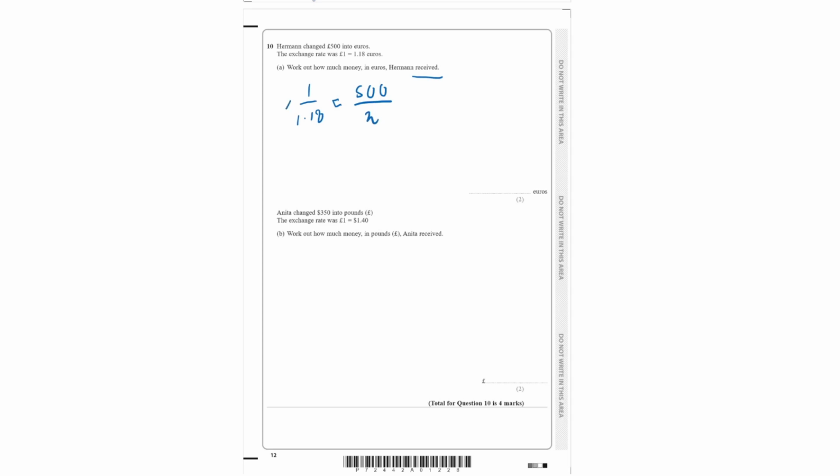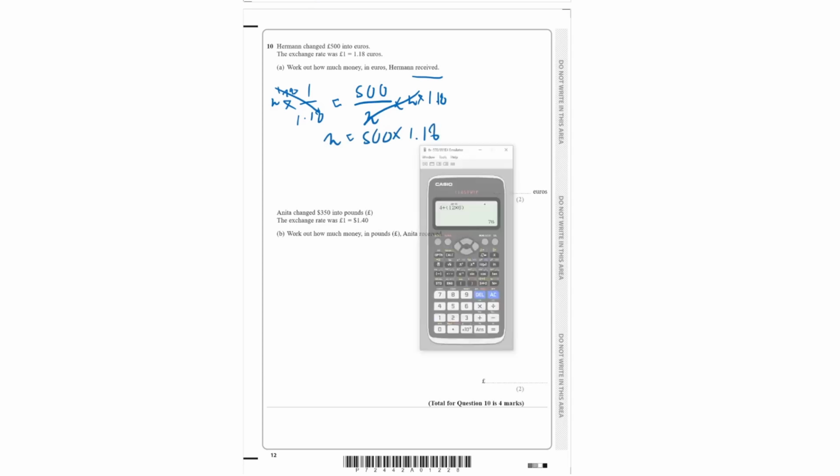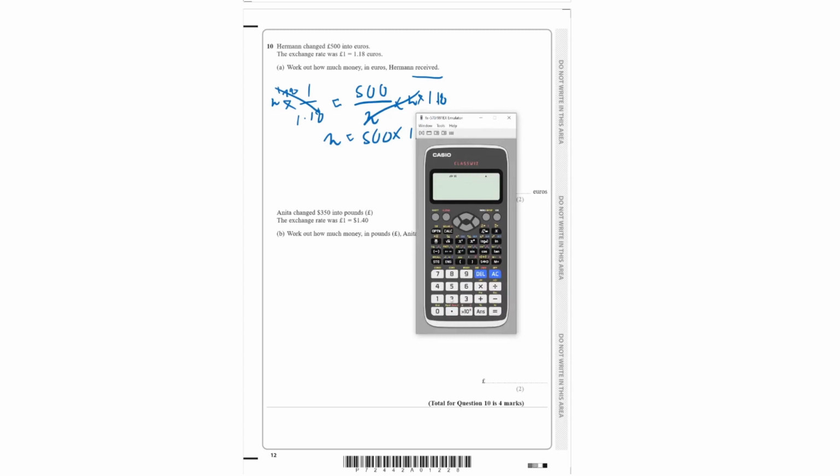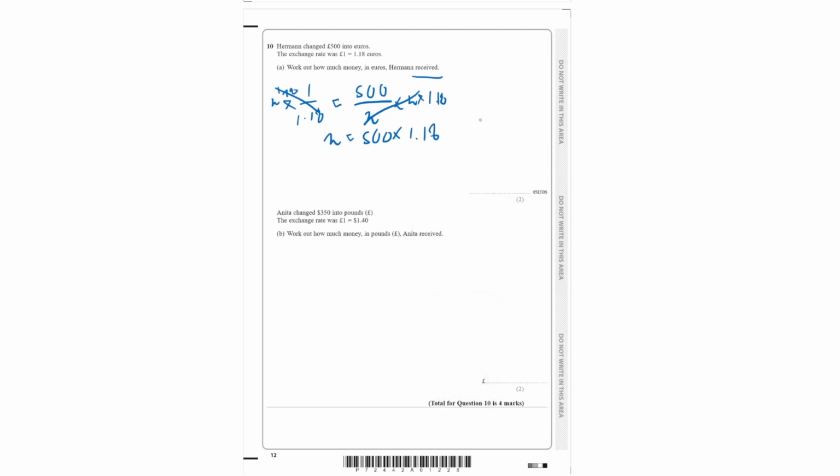So we can simply multiply both sides by x. Multiply by x, this simply cancels out. And we can multiply both sides by 1.18. So times 1.18, this cancels out. So we can simply see that x is equal to 500 times 1.18. And we can use a calculator to find the answer. We have 500 times 1.18. That is 590 euros.